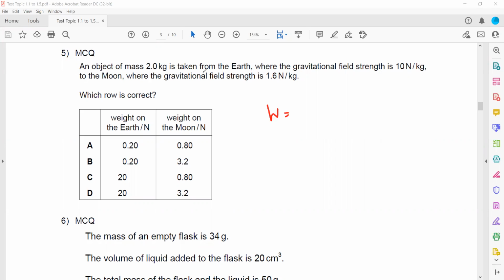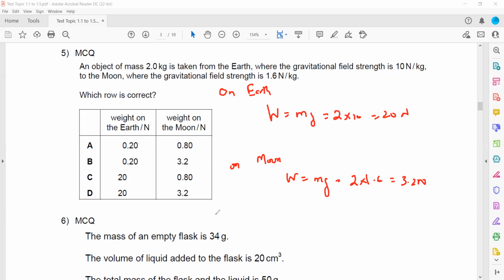So to get the weight on Earth, the mass is 2 and the gravity of Earth is 10. So 2 multiplied by 10, that's 20. But to get the weight on Moon, the mass of an object does not change. So weight is mass multiplied by gravity. Mass remains 2, but the gravity of the Moon is 1.6. So 2 multiplied by 1.6, that is equal to 3.2 Newton. So weight on the Moon will be 3.2 Newton and weight on the Earth will be 20 Newton. That's why D is the right answer.